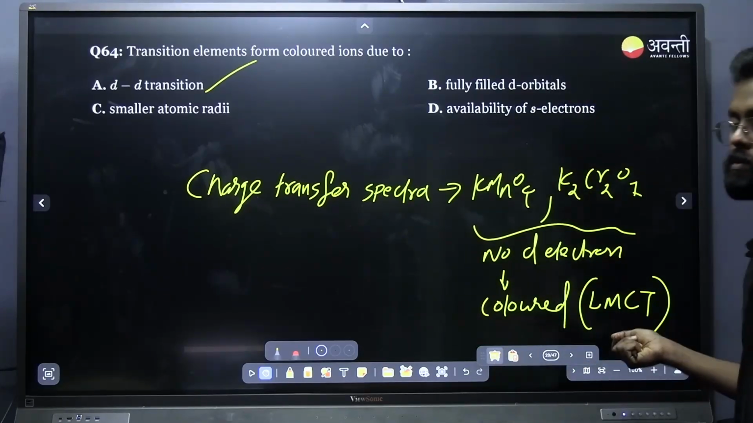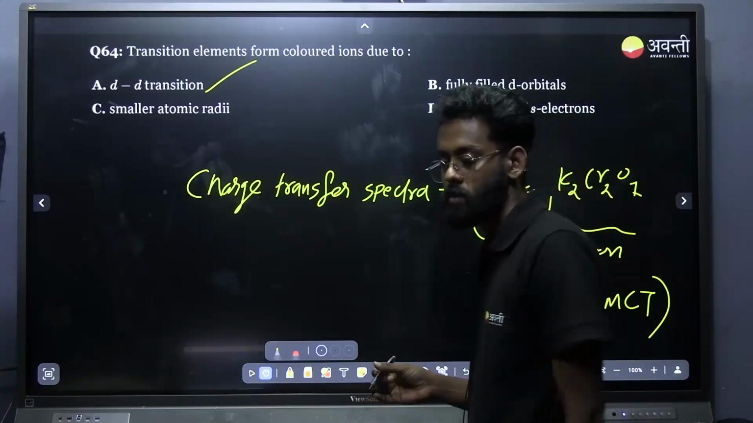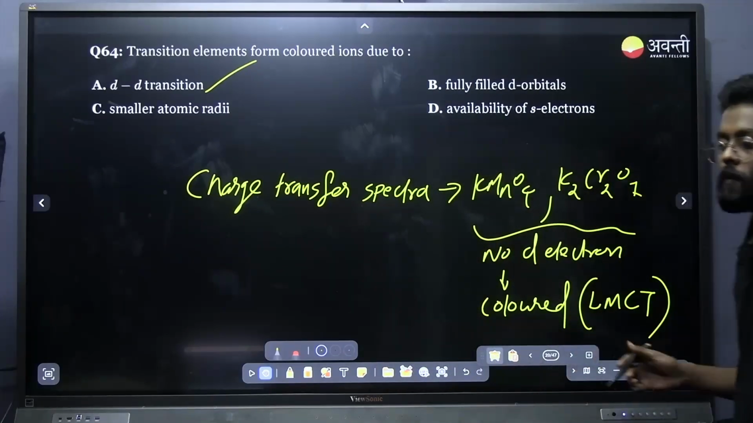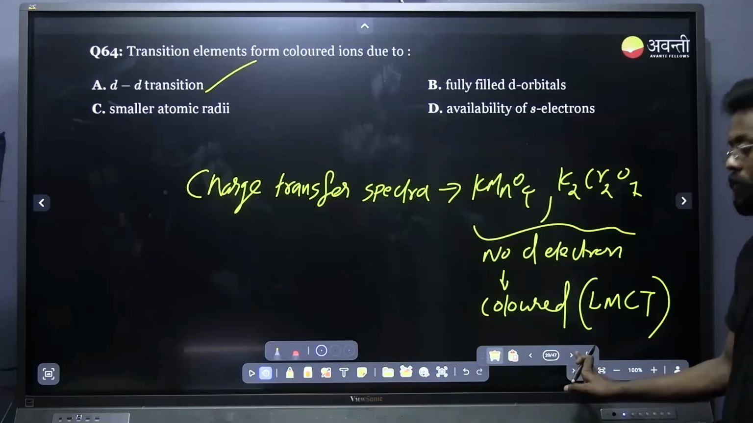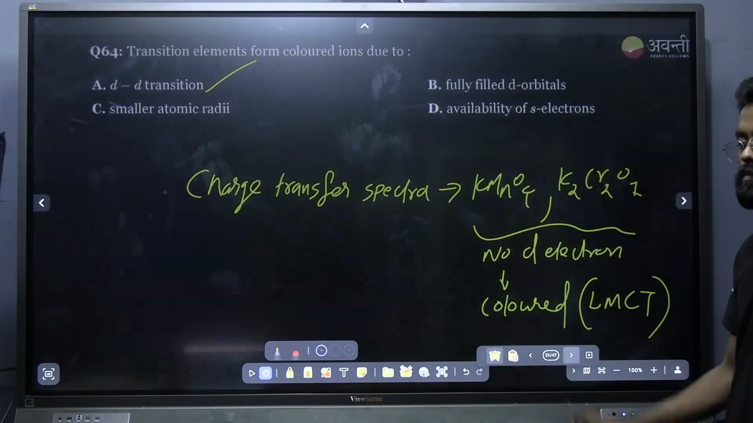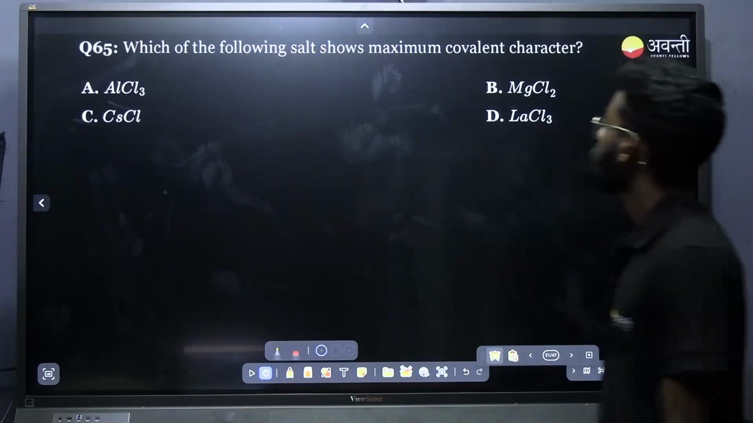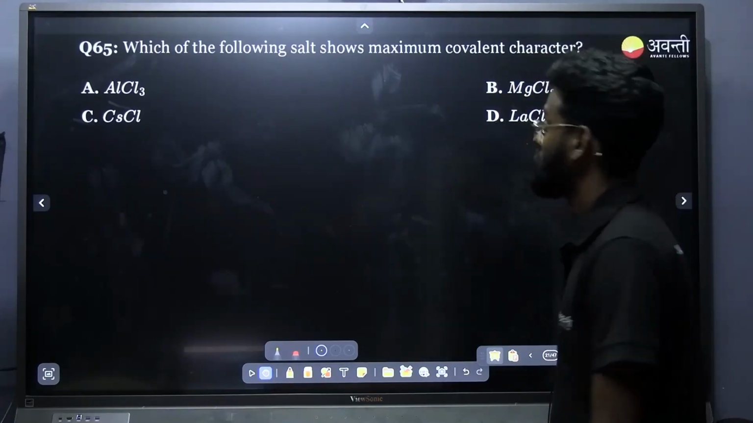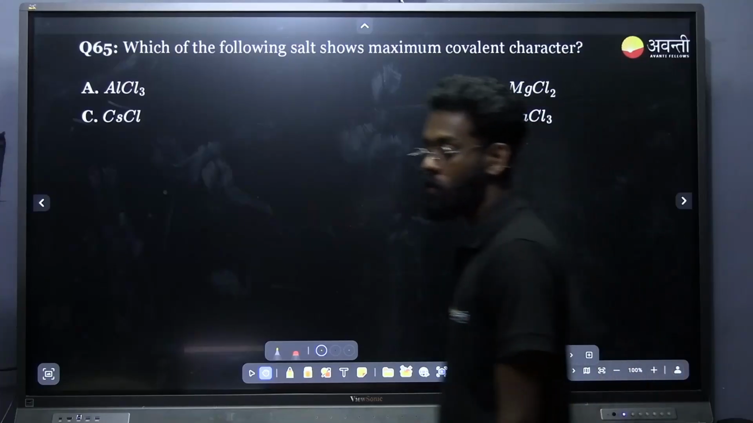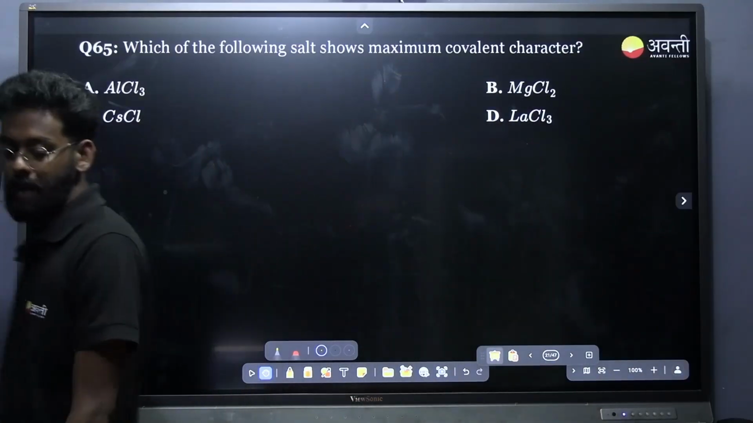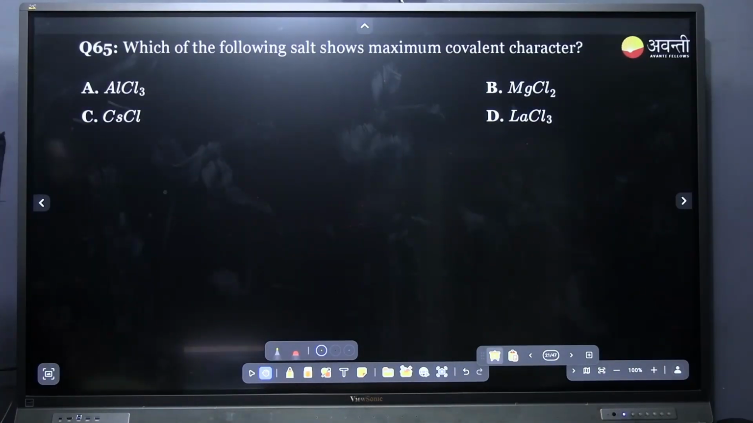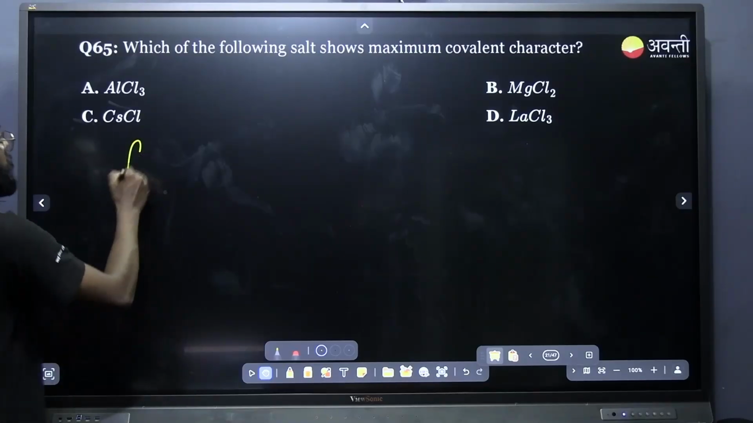Shall I move to the next question? Students, is it clear? Okay, moving to the next question. Which of the following salts shows maximum covalent character? I hope all of you have got the correct answer for this question. Maximum covalent character. What is our principle behind it? Fajan's rule, right?